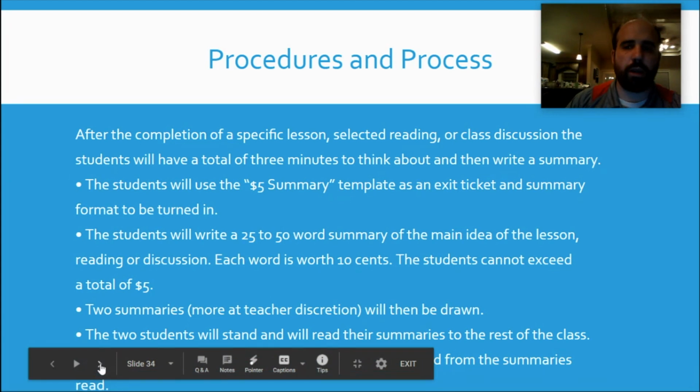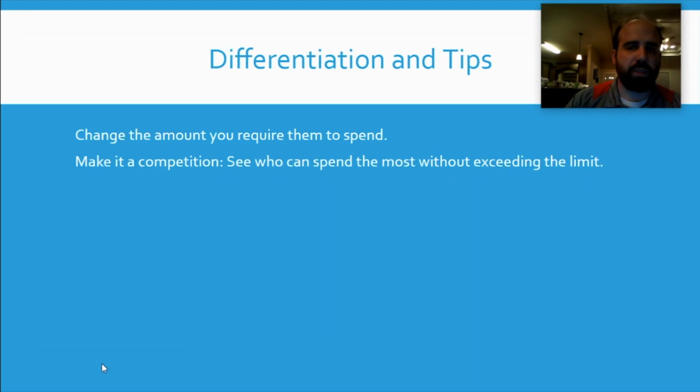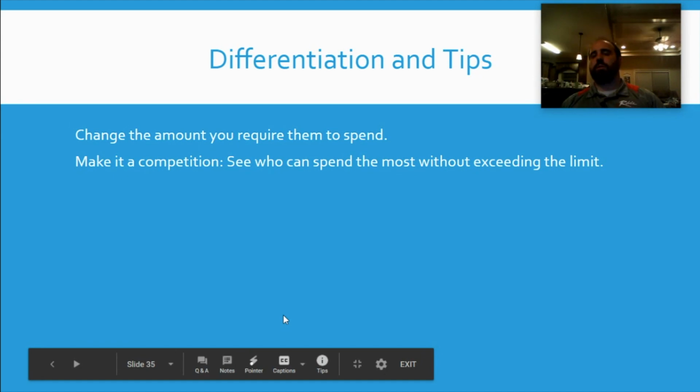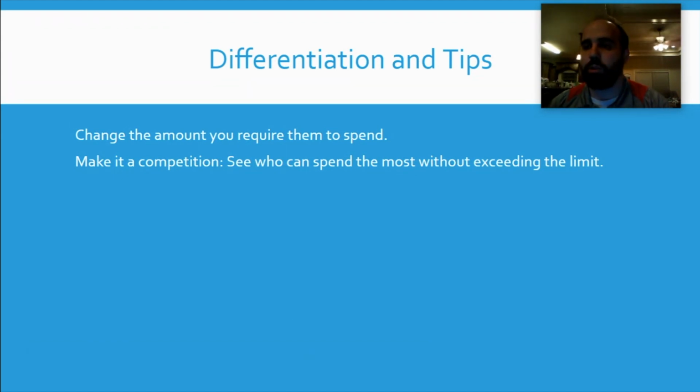Just some real quick differentiation tips. Change the amount. Make it what you want. If you want to challenge them a little bit more and make them write a little bit more, change the amount. Maybe you need to change it the other direction. You can change that. Feel free to do that. This is, again, that autonomy within these strategies.